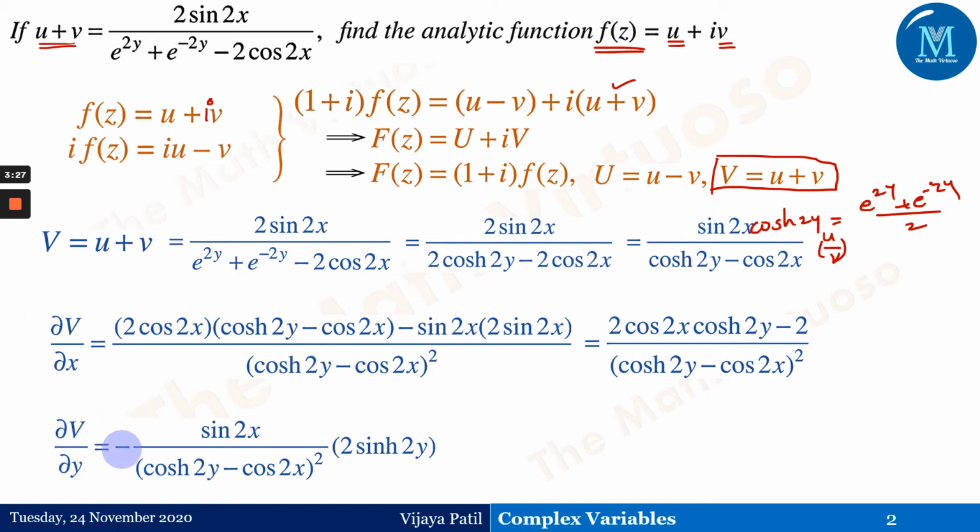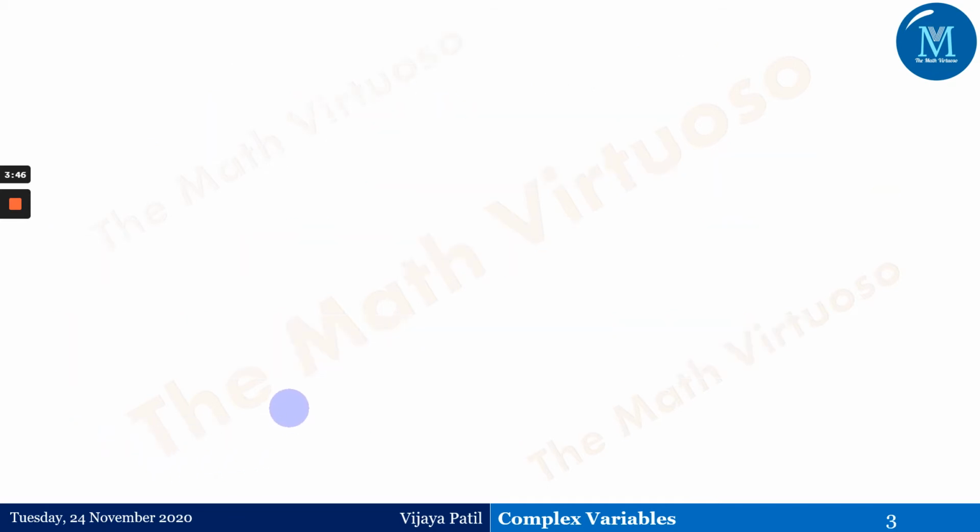So ∂v/∂y is equal to minus of sin 2x upon (cosh 2y minus cos 2x) the whole squared, into 2 times sinh 2y. So this is also the differentiation of v with respect to y. Please follow the previous session wherein I have explained the differentiation of u by v rule in detail.